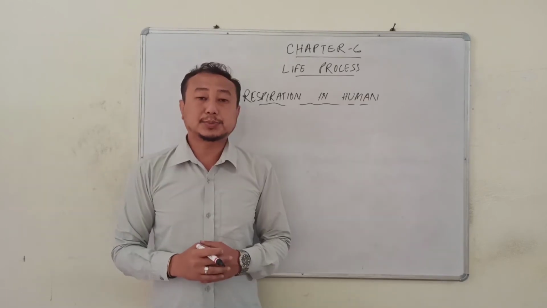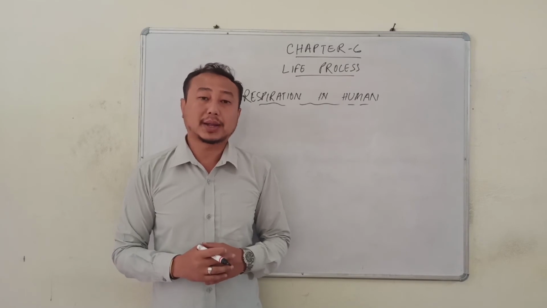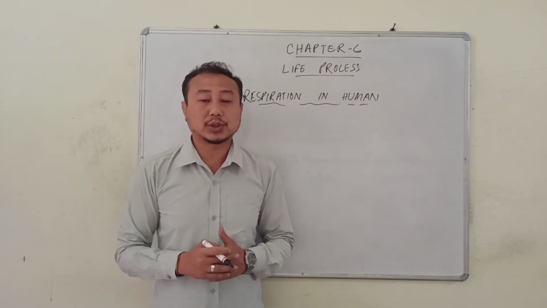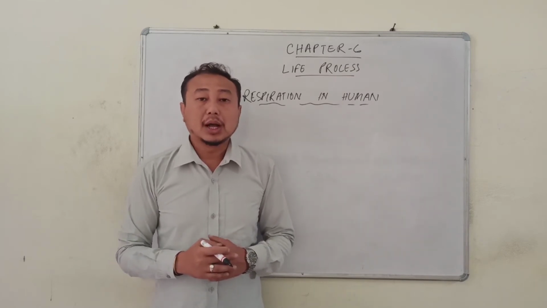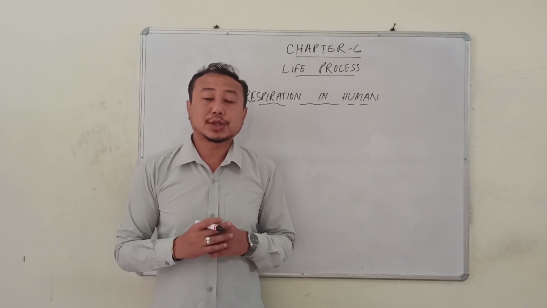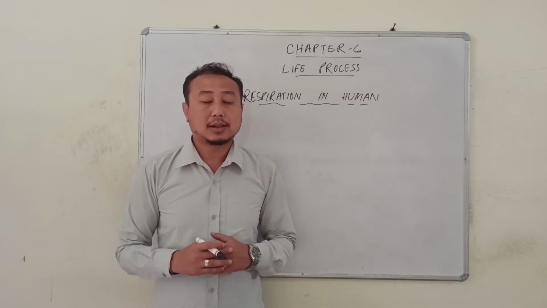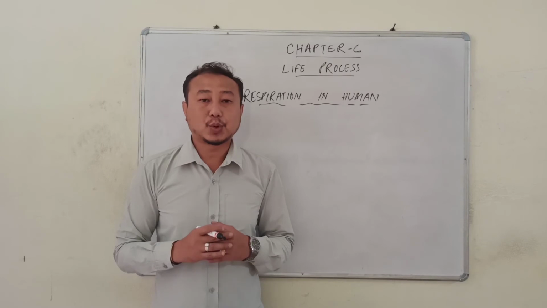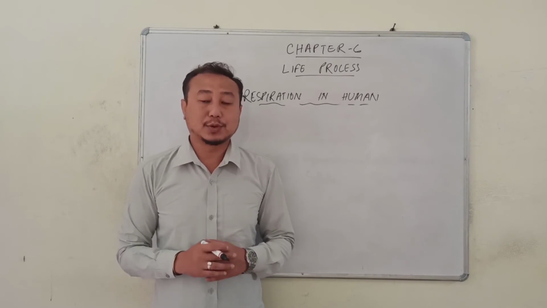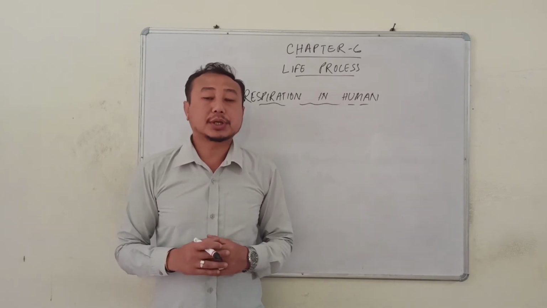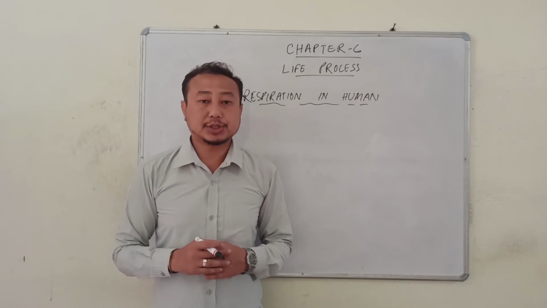The process of respiration in human beings is performed with the help of an organ system known as the respiratory system. The respiratory system includes the nostril, trachea, larynx, pharynx, bronchi, bronchiole, and alveolar sac. Let us see the functions of different parts of the respiratory system.